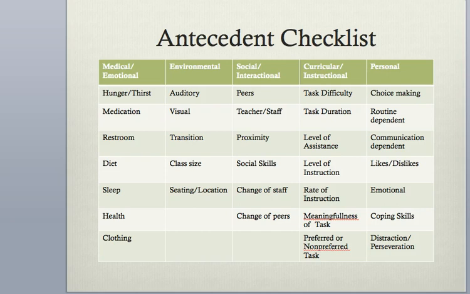And so you want to review these possible antecedents and put them into your interview so that you can ask questions that are very specific to the possible cues in the environment that set the behavior off.